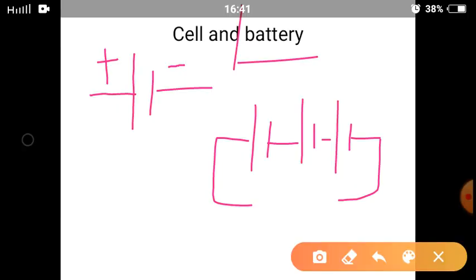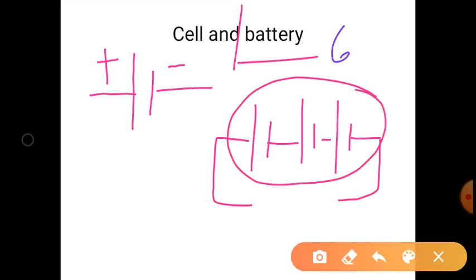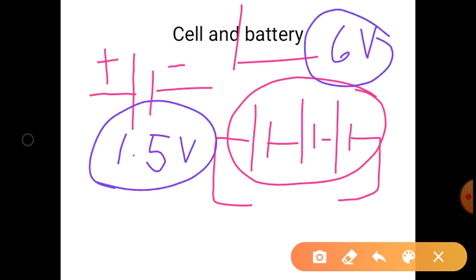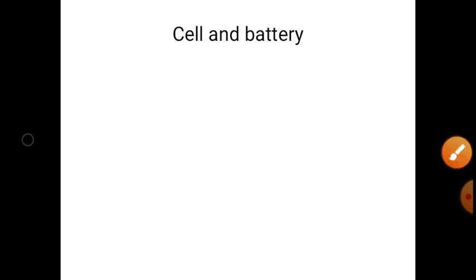As I've told, a battery is a combination of cells. Suppose we want 6 volt as the output, and one cell is rated as 1.5 volts. How many cells do we have to connect, and in which type of circuit? In order to get 6 volt, we need 4 cells. If we want more voltage, we connect those cells in series. 1.5 volt cells connected in series give an output of 6 volt. This is the cell and battery.